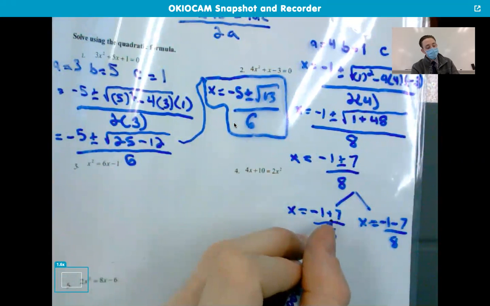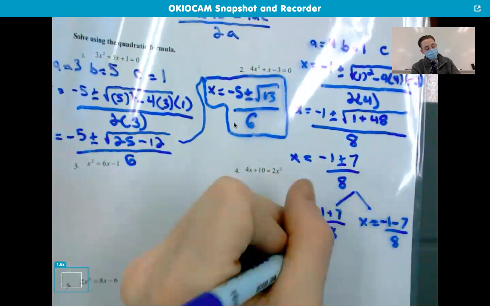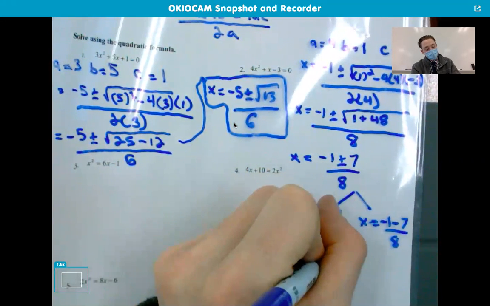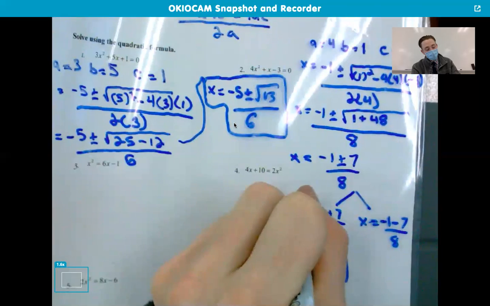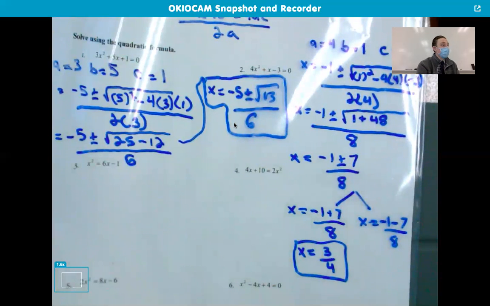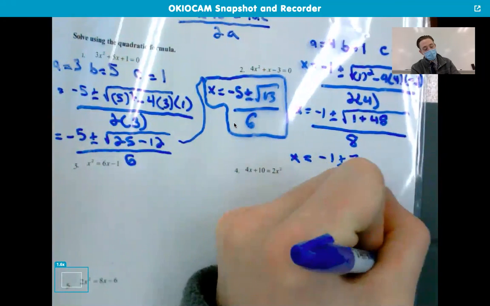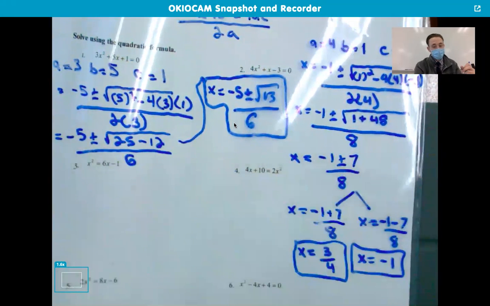Well, negative 1 plus 7 is going to give me 6. 6 divided by 8. I want to simplify all of my fractions. So I'm going to get 3 over 4. And then negative 1 minus 7 is negative 8. And then negative 8 divided by 8 is going to leave me with x equals negative 1.